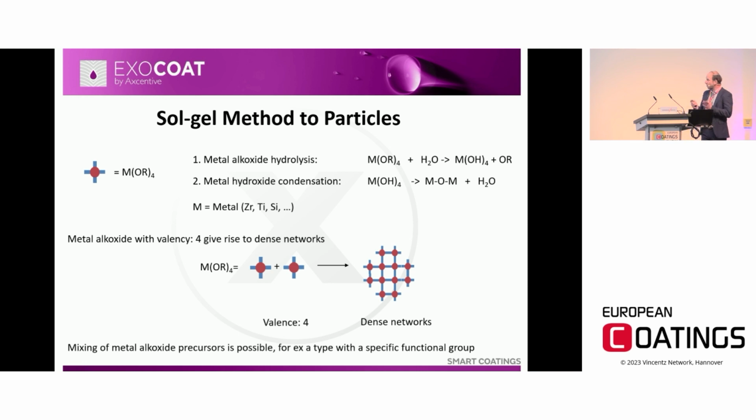And if you have a metal alkoxide with a valency of 4, which means that all sides can react, you create a very dense, highly cross-linked network, which typically is very hard. So mixing of metal alkoxides is possible, for example, with a type with a very specific chemical function.